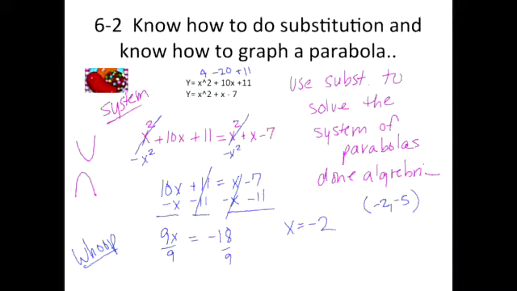Now take this -2 and plug it into the other equation. We may end up with another point. We may end up with the exact same point. We don't know. But let's see. -2 times -2 is 4. 4 minus 2 minus 7. So 4 minus 2 is 2. 2 minus 7 is -5. So check that out. -2, -5.